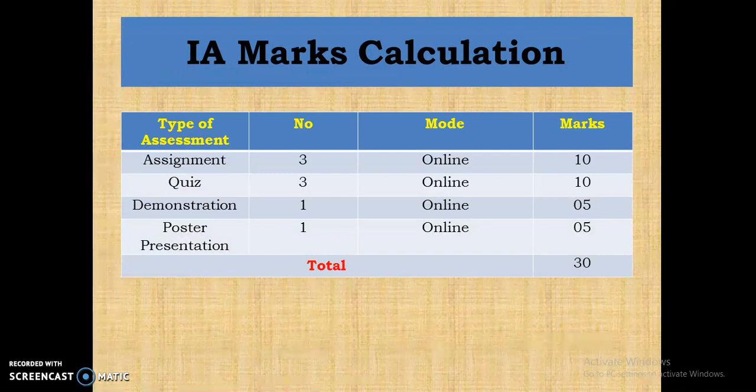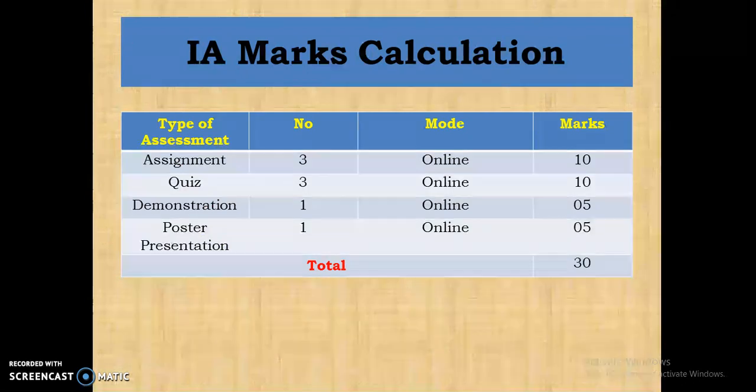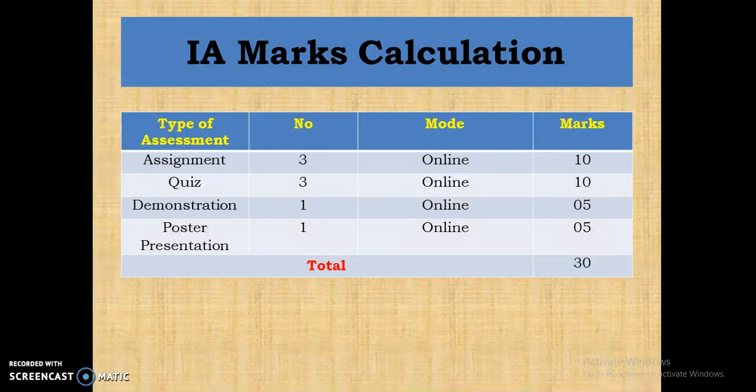Now talking about the IA marks, it is very important to know how the IA marks are calculated and how you will get 30 marks. We have planned assignments. We are going to take 3 assignments, and in total they will give you 10 marks. It can happen that we take each assignment for 20 marks, so in total it will come to 60 marks, and that 60 marks can be converted to 10 marks.